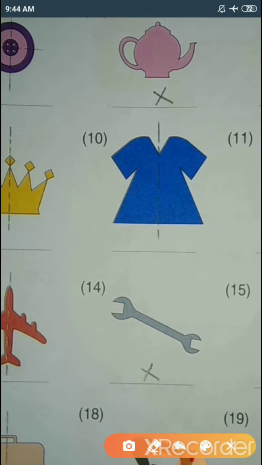Now number 10, one frock is given, or you can say one shirt is given. If we draw a vertical line from the middle, then part 1 and the other side part 2, these two parts look similar. That is why we can say that this shape is symmetry.